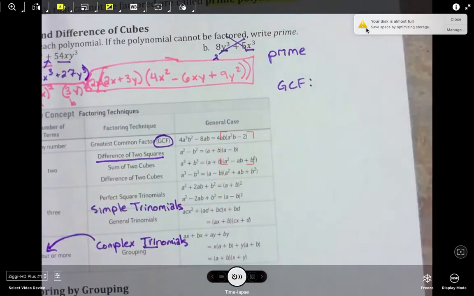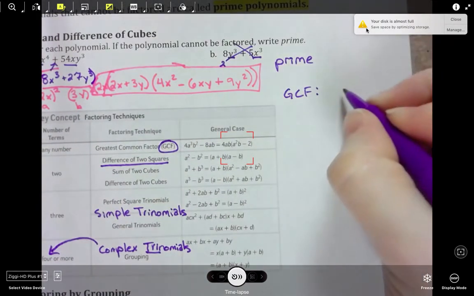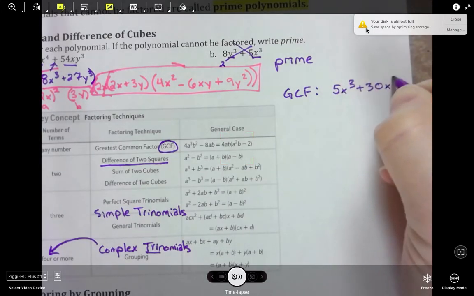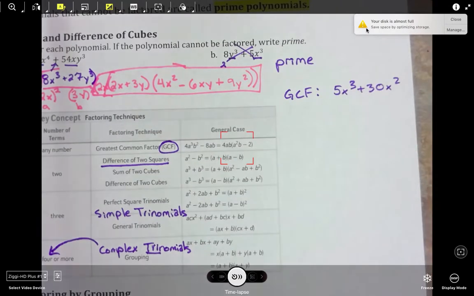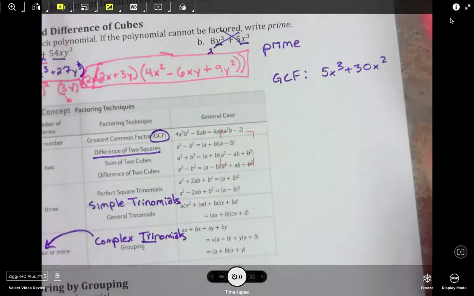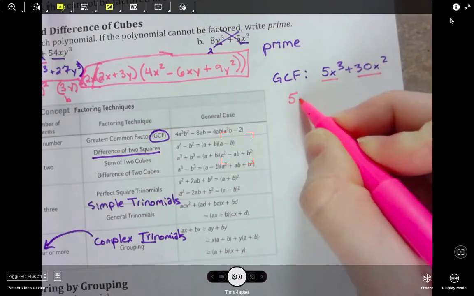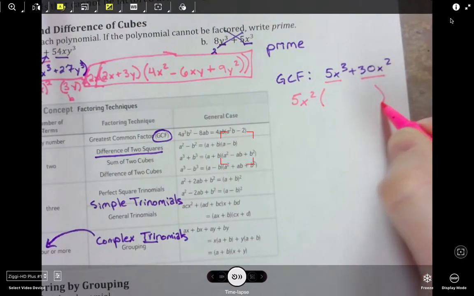So my greatest common factor example. GCF. I'm going to put that over here to the side. Let's call this 5x cubed plus 30x squared. And we want to try to pull out a greatest common factor. So what I noticed in those two pieces is that I can take a 5 out and both of them have an x squared that I can pull out.